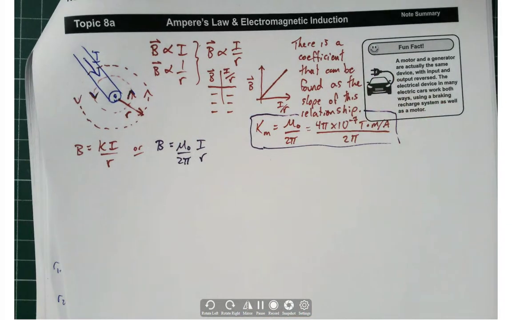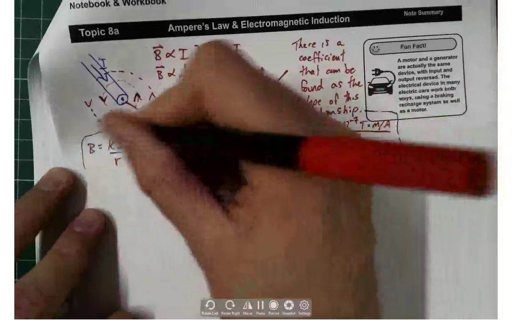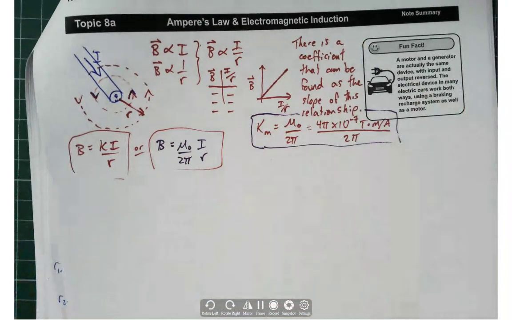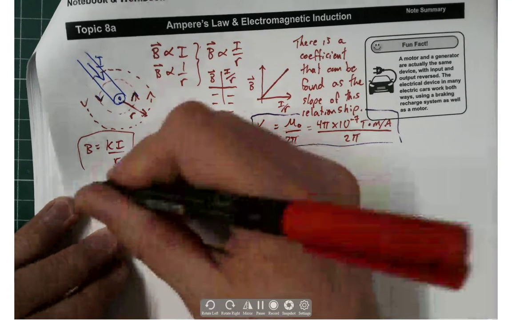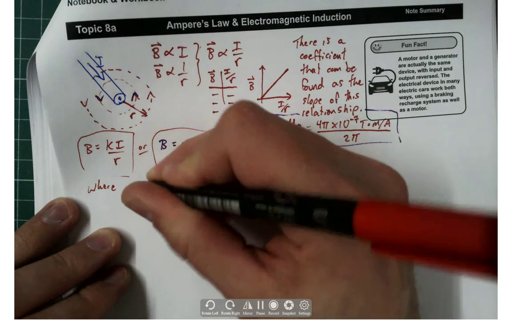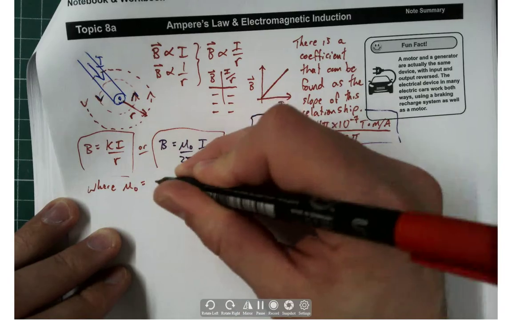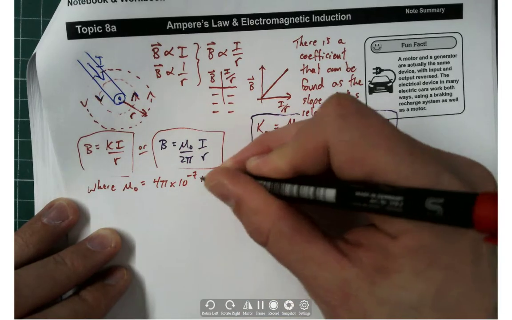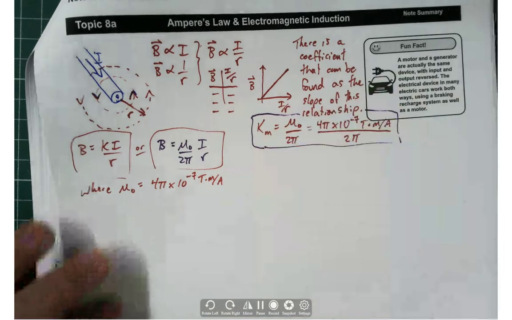And so here, I'm giving you the keys to the house. You guys now know what the value of mu naught is. Now, it's always going to be written on your equation sheet or something like that. You don't have to memorize it. Don't get hung up on that. But we can just write it down here, where mu naught is equal to 4 pi times 10 to the negative 7 Tesla meters per amp. And the units all just work out.